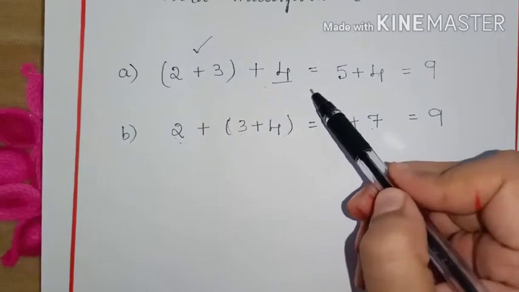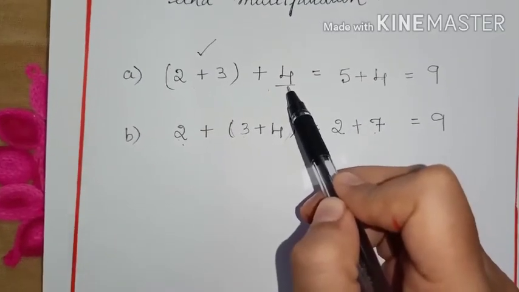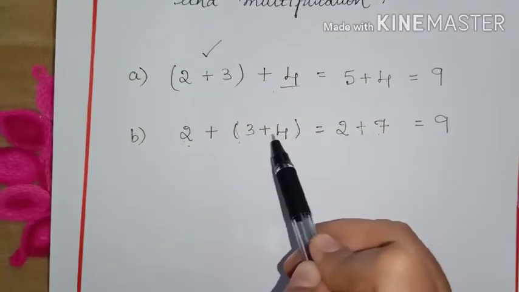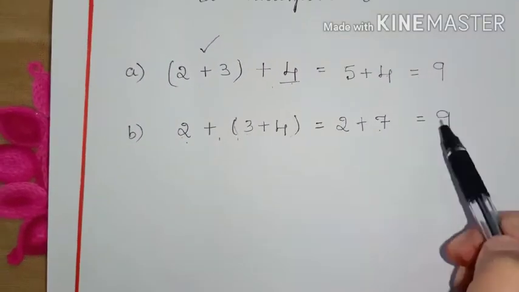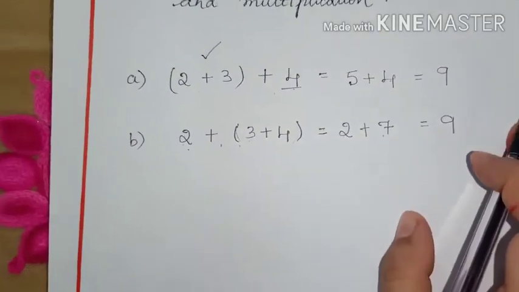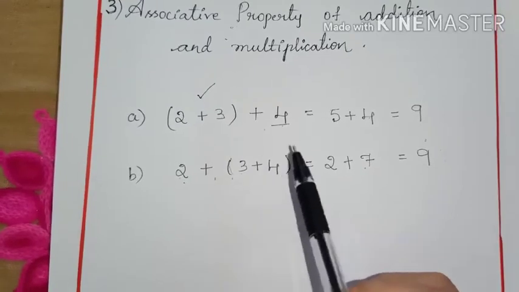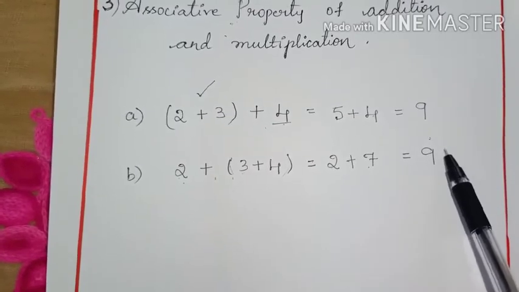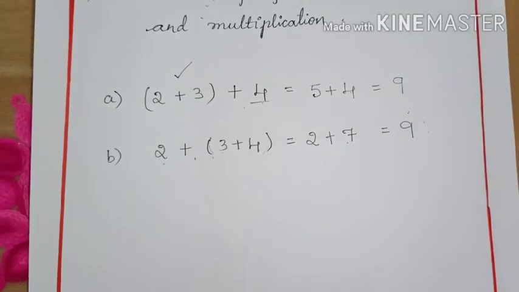So in A above, you can add 2 plus 3 first and then add plus 4 to the sum. And in B, you can add 3 and 4 first, then add 2 to the sum. Are not the results same? Yes, you will get the same answer. So this property is called as associative property. Understood? Even if you change the order of adding the numbers, you will get the results same. So this property is called as associative property of addition.